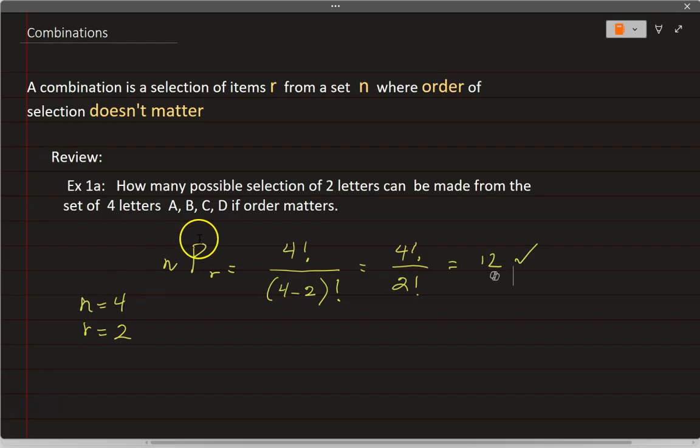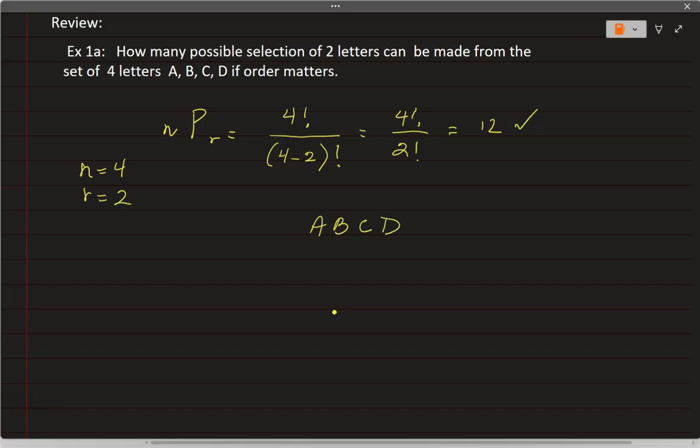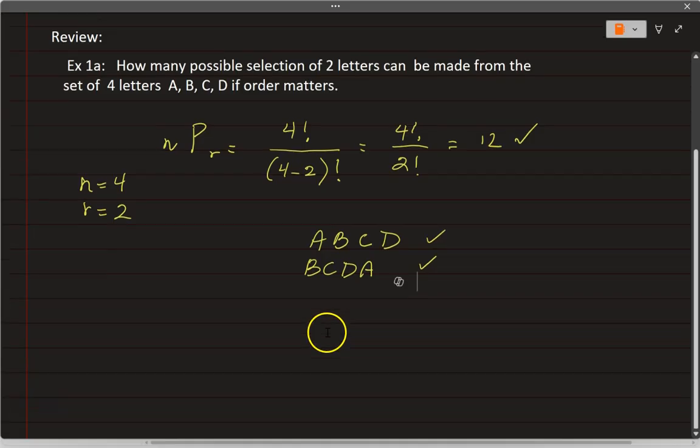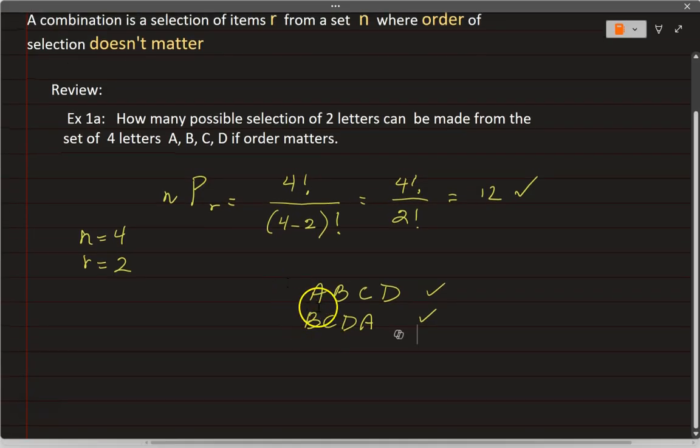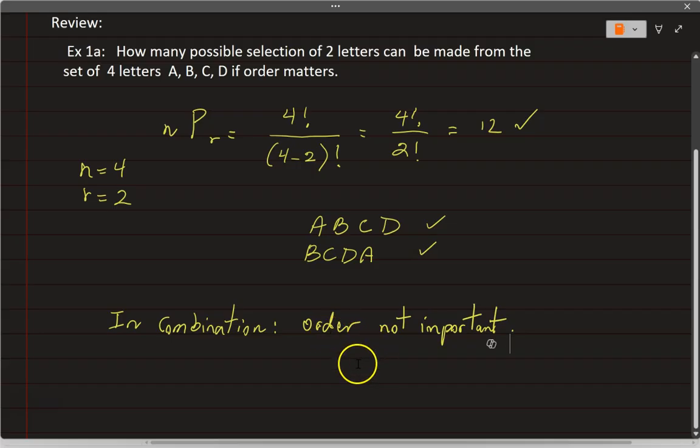Very good. Now, order matters. What does that mean? That means if I write down A, B, C, and D, that's different than saying B, C, D, and A. Obviously, they are. But in combinations, it doesn't matter. It doesn't matter which one comes first, which one comes second. So in a situation like this, if you want to find any two letters, AB and BA are actually the same. So in combination, order is not important.